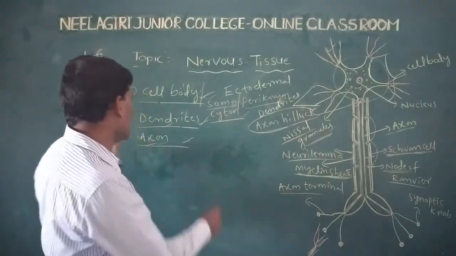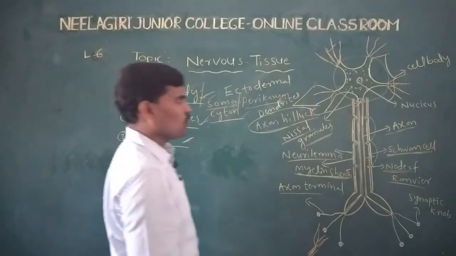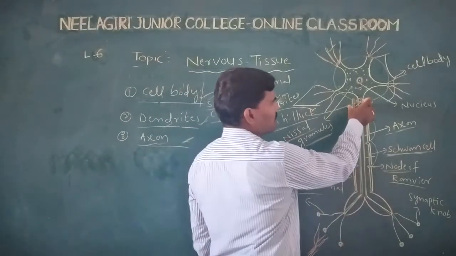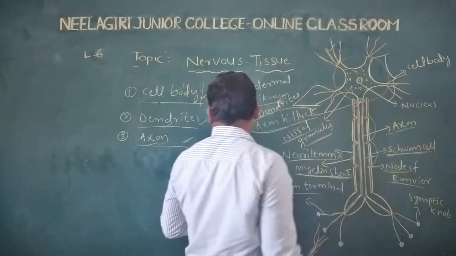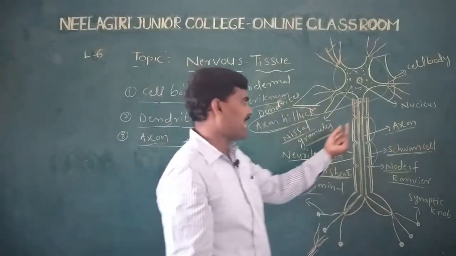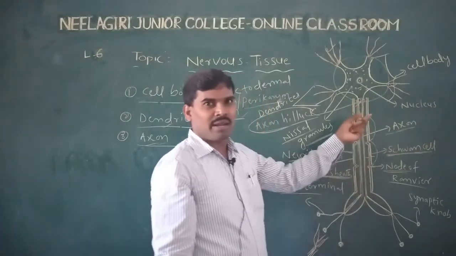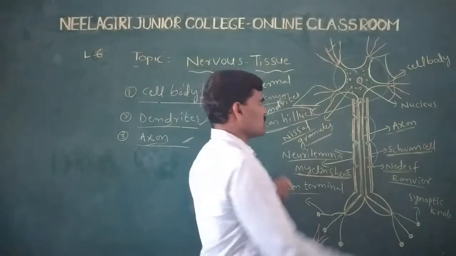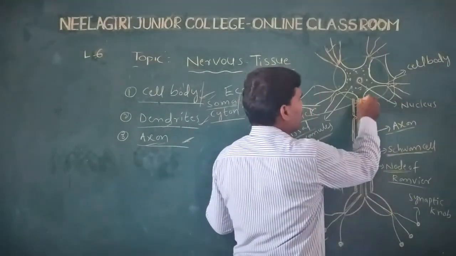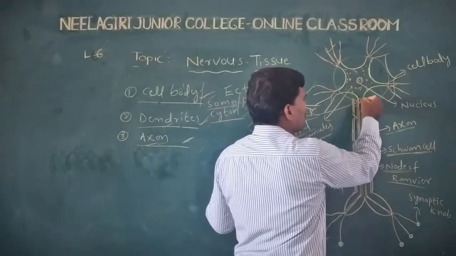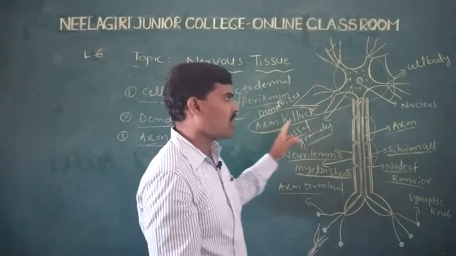So the third part is the axon. Listen once again: only one axon is present, a long, cylindrical, tube-like structure. The axon originates from the cell body or soma, and this place of origin is called the axon hillock.